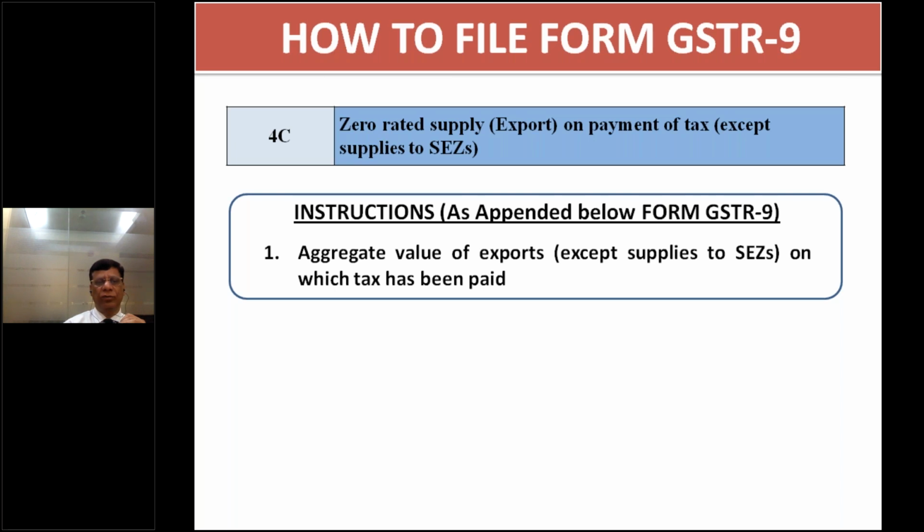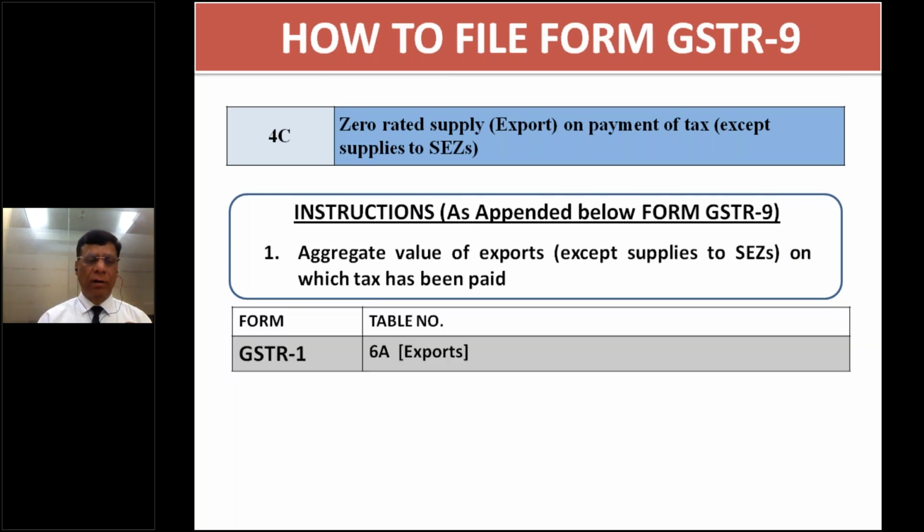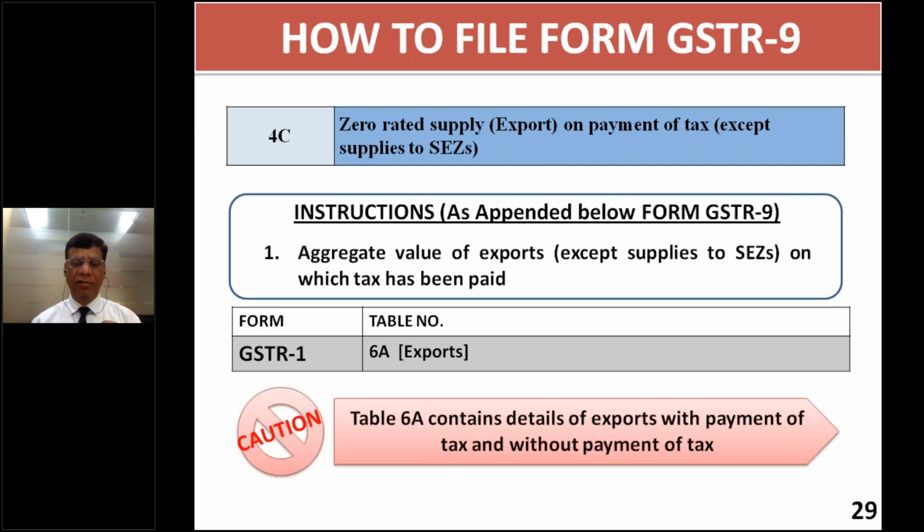Zero rated supply export on payment of tax, except supplies to SEZ, I have to fill up in 4C. Aggregate value of exports, except supplies to SEZ on which tax has been paid. And this particular information we have to carve out from table 6A of GSTR 1. And here we are giving the caution that table 6A contains details of exports with payment of tax and without payment of tax. So out of this gross figure, we have to carve out the figure where we have to say that exports are made after payment of taxes.